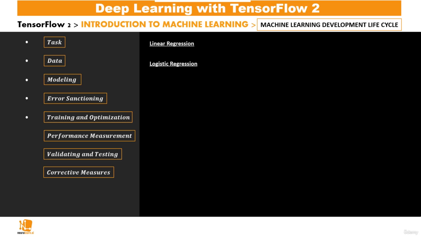Welcome to another section of the machine learning development life cycle. We shall be discussing training and optimization. With training, we are able to get the best parameters for our model. And with optimization, we are able to do this training as quickly as possible, or better still, as efficiently as possible.